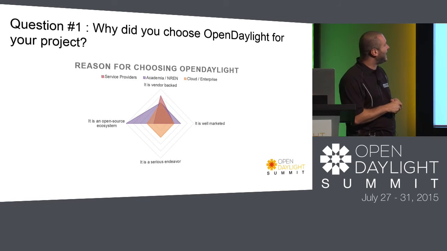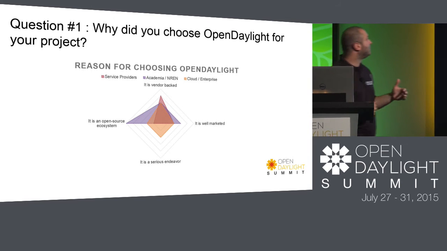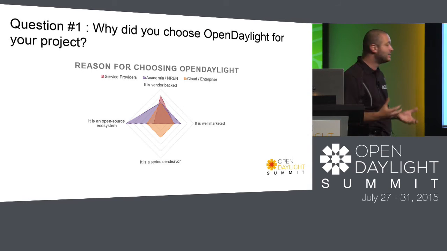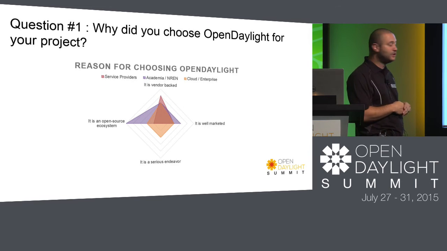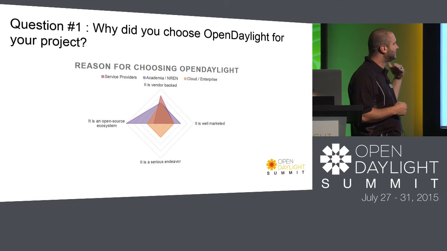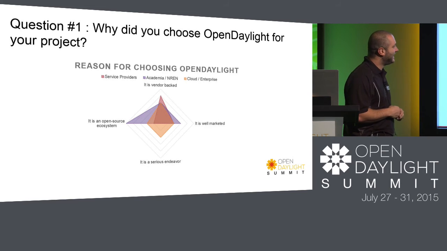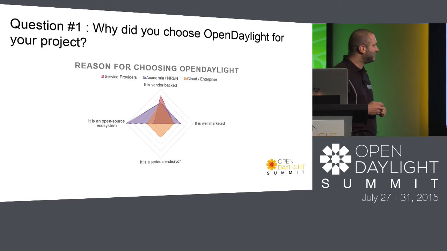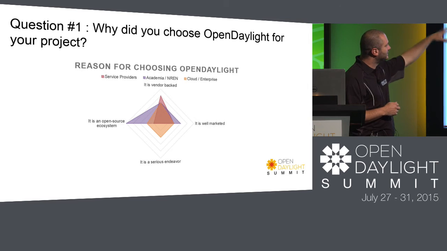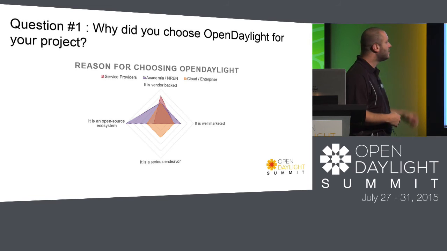So the first question we asked them was, why did you choose OpenDaylight for your project? So what's the reason behind choosing OpenDaylight? You'll see that for academia, it was really about an open source ecosystem. And that was really the deciding factor. The way to read the chart is the colors actually show the distribution across the answers. The people could only select one answer.